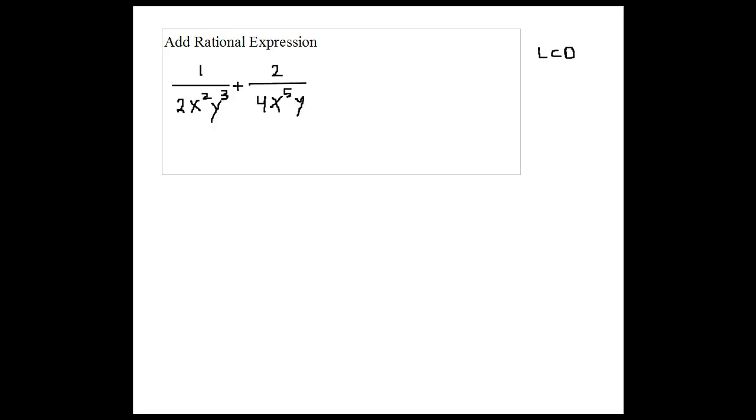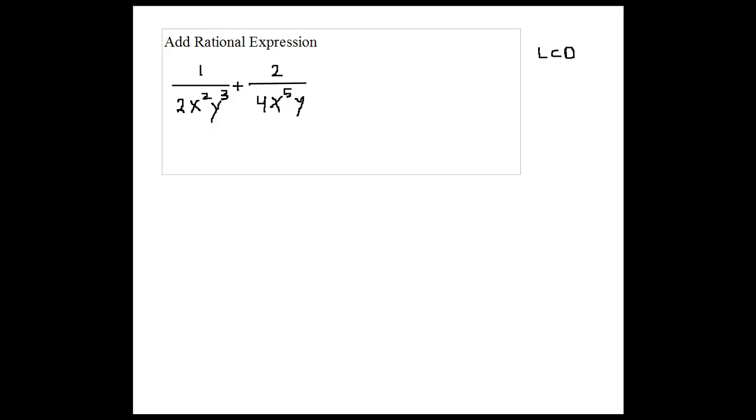Shanisha, can you tell me what is the LCD between these two? Would it be 8x to the 7th and y to the 4th? You said 8x to the 7, y to the 4.